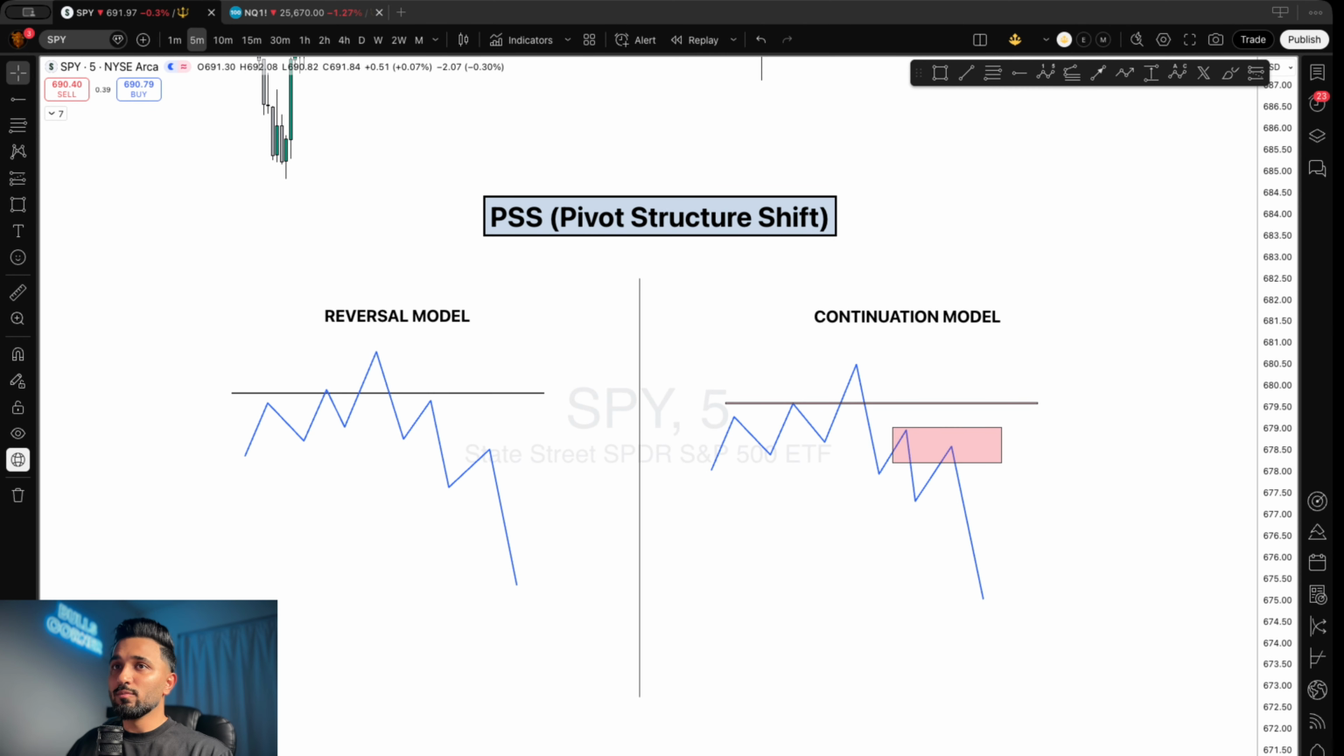In this video, I'm hosting a live TA masterclass on two PSS trading models I use every single day to catch big plays on SPY. One is my reversal model, which I made under my PSS pivot structure shift model. And the second one is the continuation model.